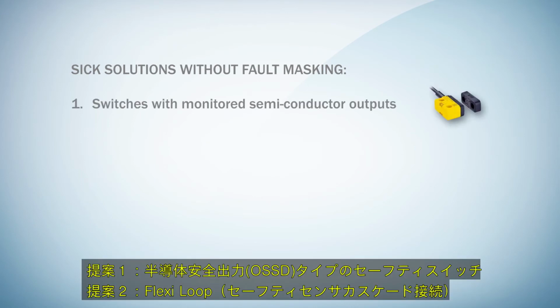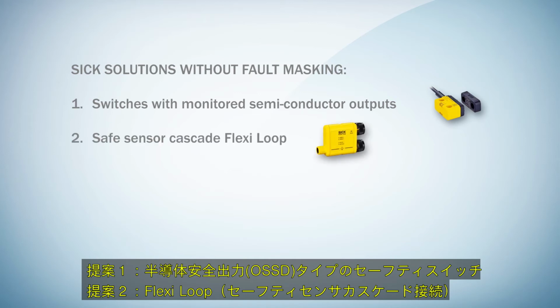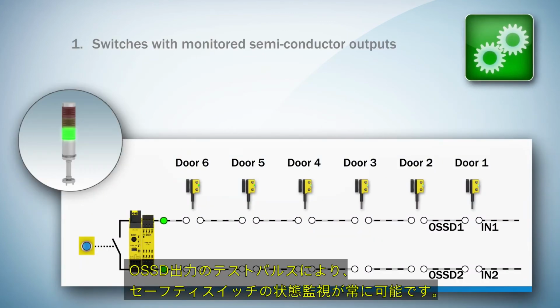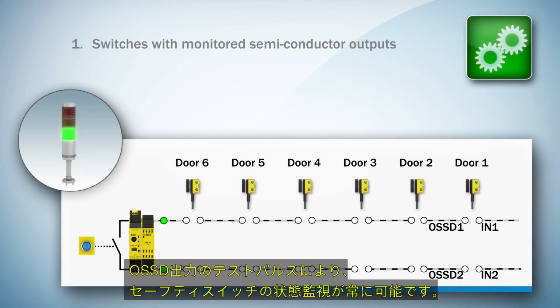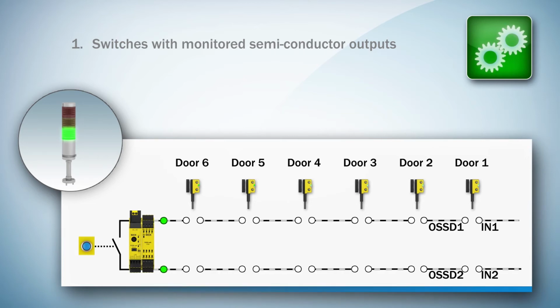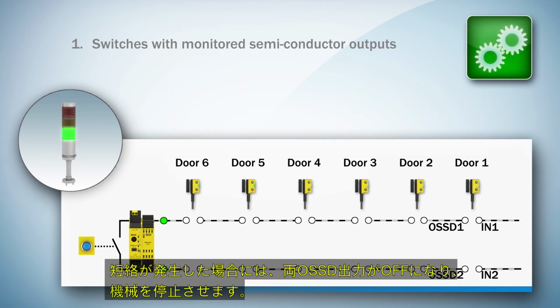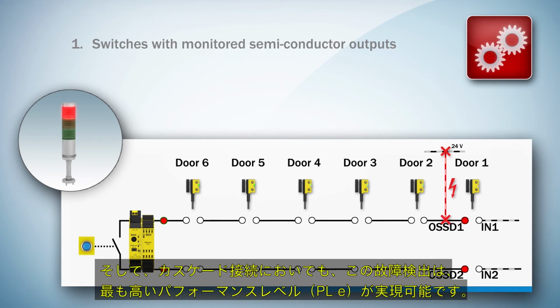To avoid this limitation, SICK offers several solutions. First, the switches with monitored semiconductor outputs, and second, the innovative safe sensor cascade FlexiLoop. Test pulses of OSSD outputs enable the safety switch to constantly monitor the channels for failures. In case of a short circuit, both outputs will be switched off, stopping the machine. This failure detection allows the achievement of the highest performance level, even in the cascade.